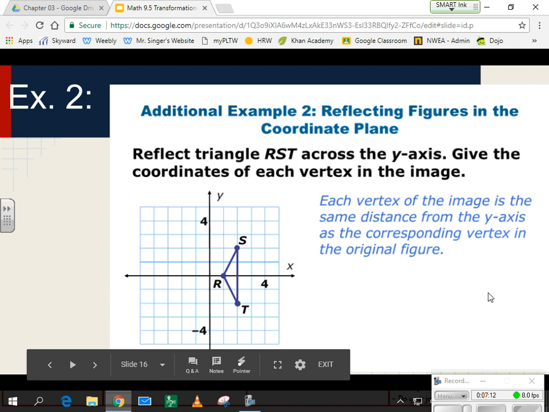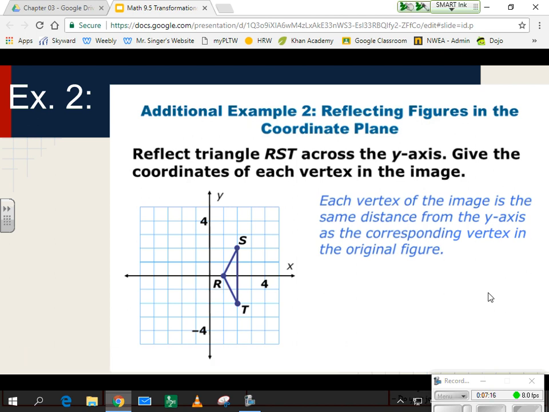Let's do one together. So we're going to go about the y-axis. So this is our line of reflection. And if we see here, R starts over 1 to the right, so it's going to have to start over 1 to the left for R prime. And then if we look, S goes over 2 and up 2, so we got to go over 2 and up 2 on the other side. And T would be spot across.